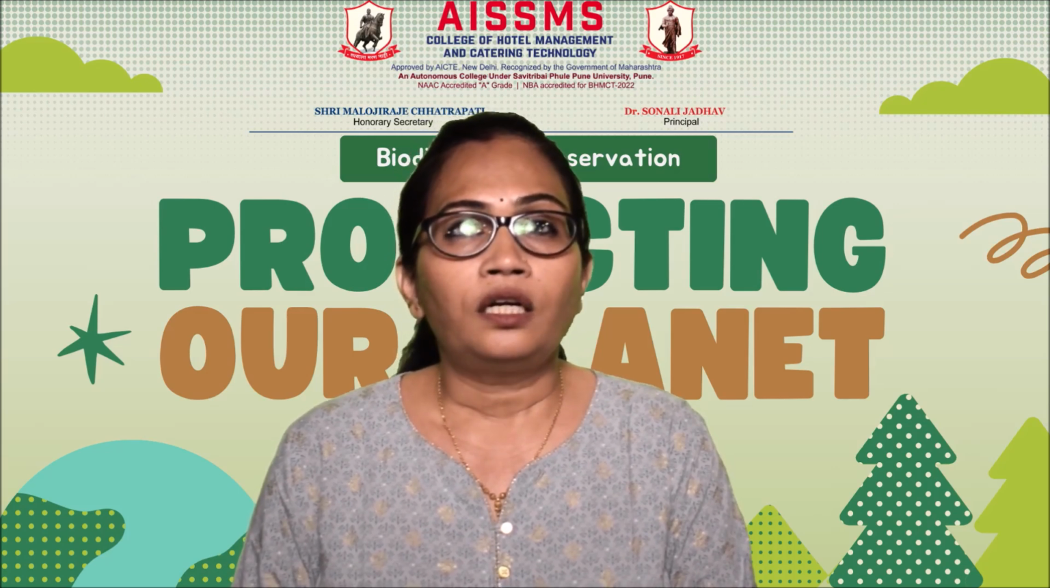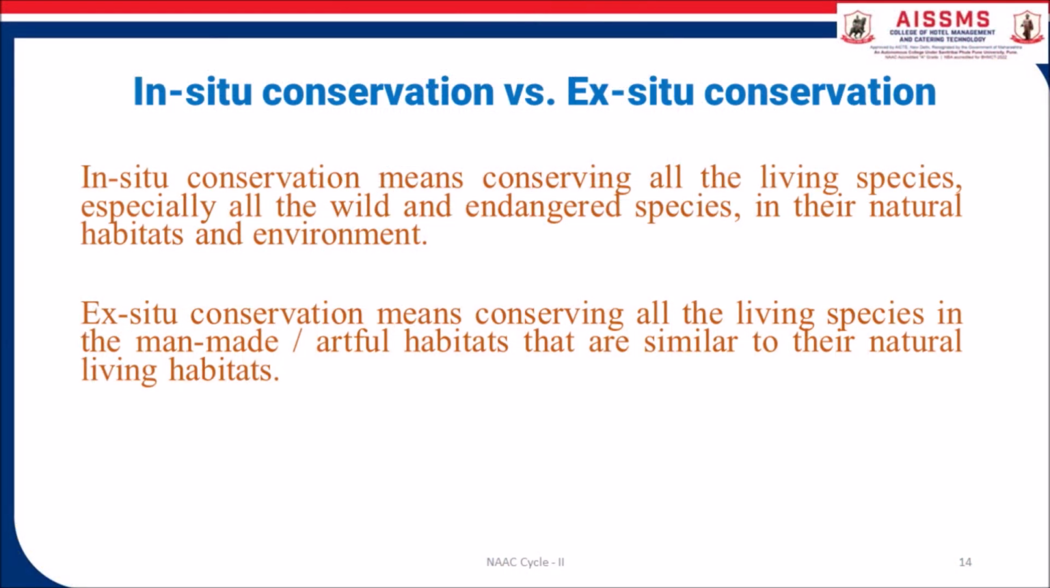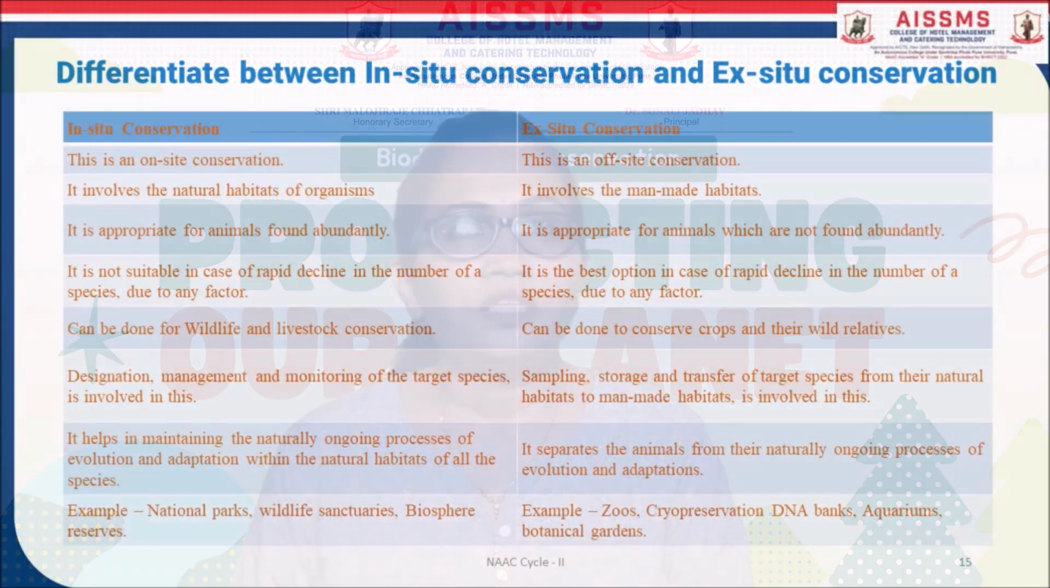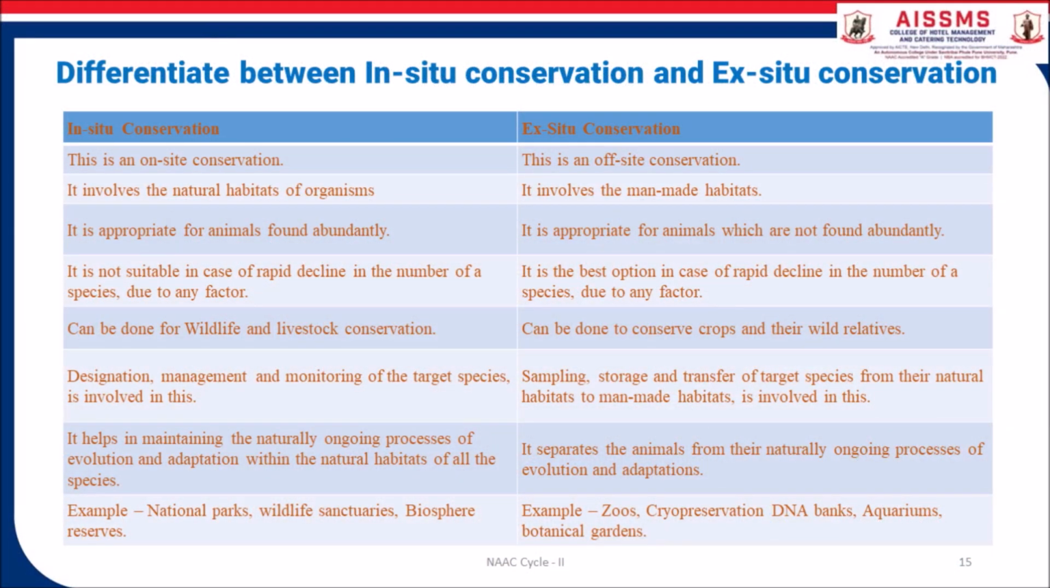Now let us see the difference between in situ and ex situ biodiversity conservation for our better understanding. Let us see in situ conservation. In situ conservation means conserving all the living species, especially all the wild and endangered species, in their natural habitat and environment. And ex situ conservation means conserving all the living species in a man-made or artificial habitat that is similar to their natural living habitats. Here in this table, we will be able to see some of the points that differentiate between in situ conservation and ex situ conservation method.